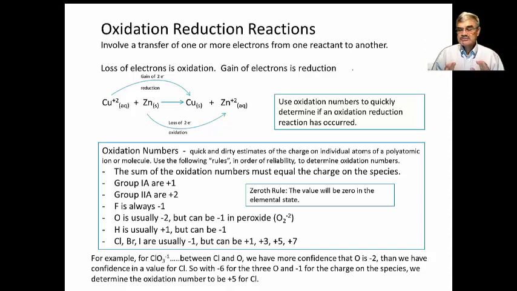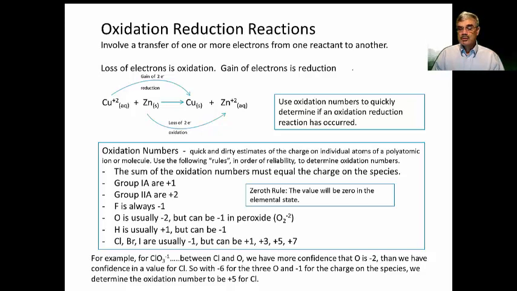So here are the rules for determining the oxidation number of any species. You essentially follow these guidelines in this order. First rule, the sum of the oxidation numbers must be equal to the charge on the species. So if it's a neutral molecule, the sum of the oxidation numbers has to be 0. If it's a negatively 2 charged anion, the sum of the oxidation numbers has to be -2.